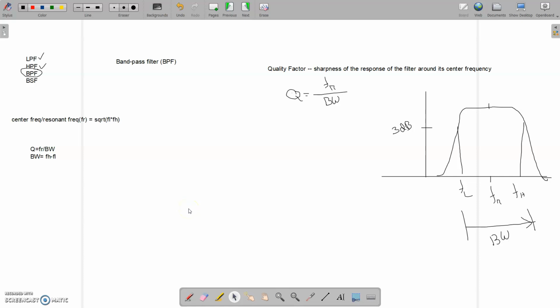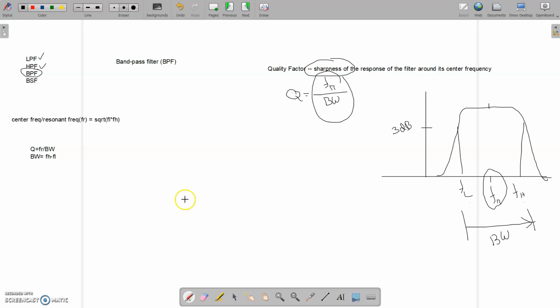Okay, now let's start our discussion with quality factor. Quality factor means the sharpness of the response of our filter across its center frequency or resonant frequency. It is the sharpness. So what does it actually mean? This was my center frequency FR. You can see the quality factor is equal to FR divided by bandwidth. Bandwidth is the difference between my high frequency and low frequency side.